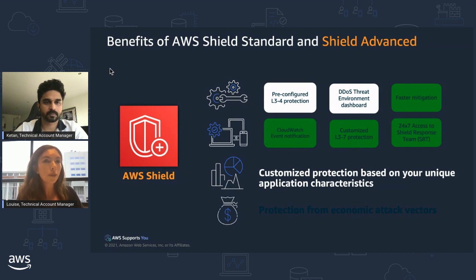So faster mitigation, CloudWatch event notifications. So there are custom CloudWatch metrics that are just for Shield Advanced, and these detect DDoS attacks and things like that. And you can be notified of these through alarms as well. So customized layer 3 to layer 7 protection, so all the way up to the application layer of the OSI model, Shield Advanced protects and mitigates against those types of attacks.